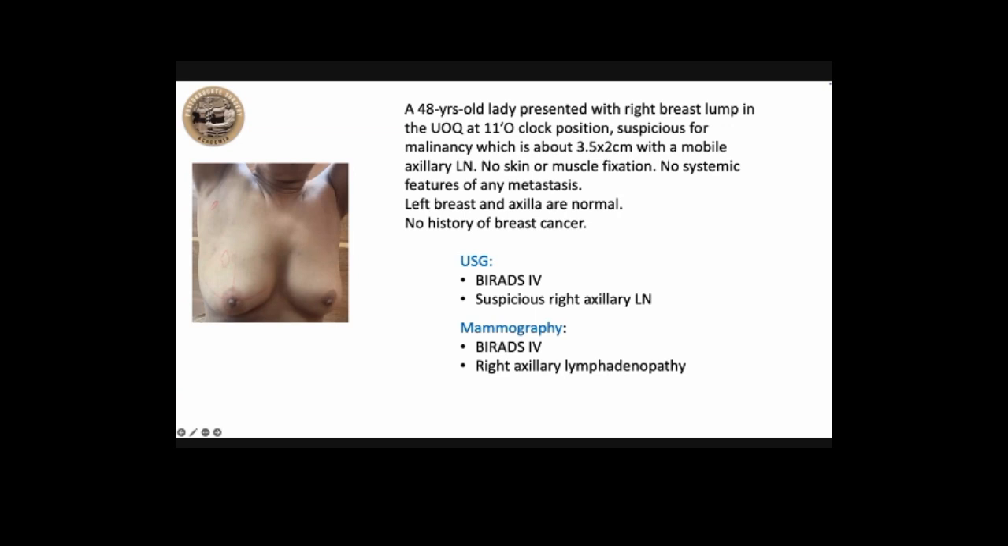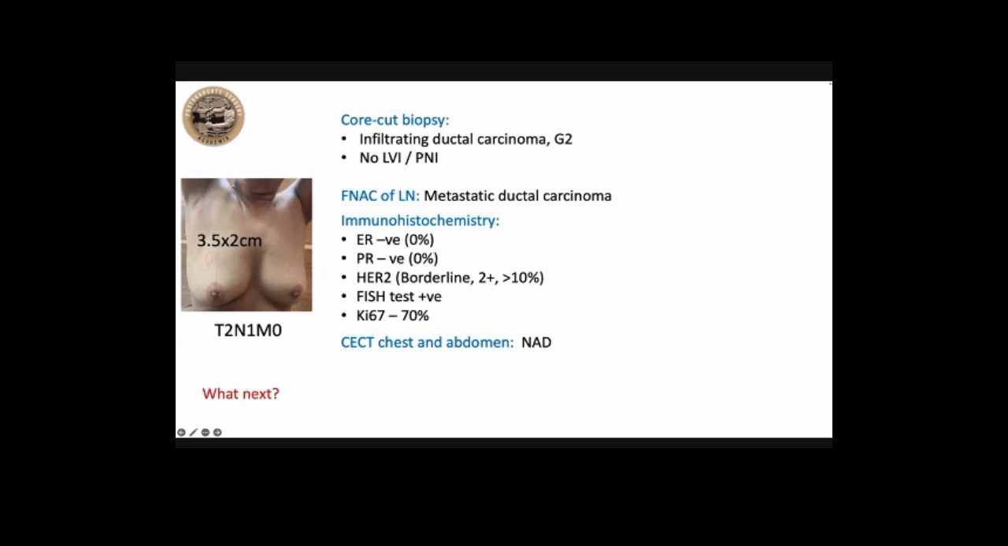Axillary lymphadenopathy, carcinoma, low grade, no PNI, metastatic ductal carcinoma. Immunohistochemistry: ER negative, PR 0%, HER2 is borderline, and ultimately FISH test revealed it is positive. Ki-67 is 70%, and staging on CT chest abdomen is NAD. So based on these parameters, probably your staging is T2 N1 M0. Do you agree? Yes, sir.